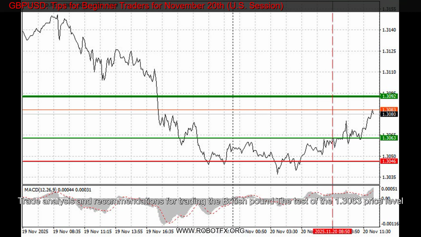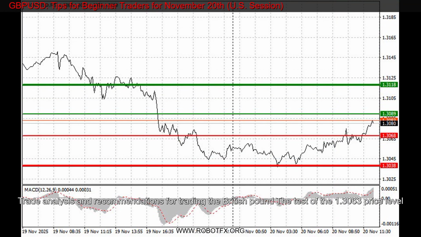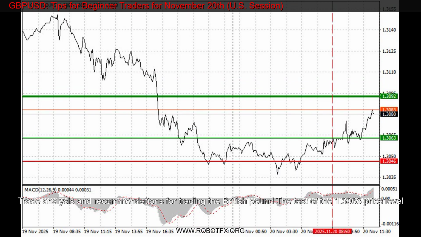Trade analysis and recommendations for trading the British pound. Test of the 1.3063 price level occurred when the MACD indicator had already risen significantly above the zero line, which limited the pair's upward potential. For this reason, I did not buy the pound.